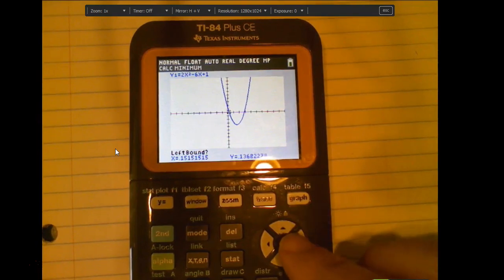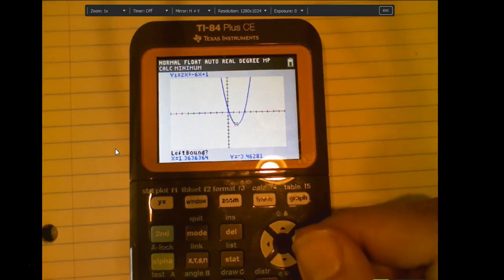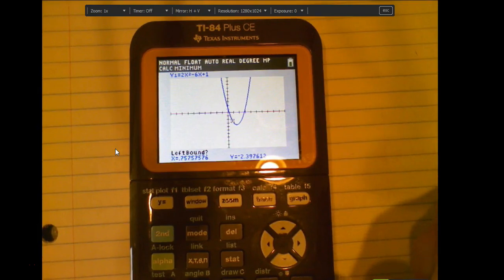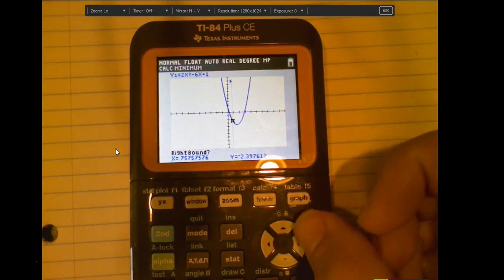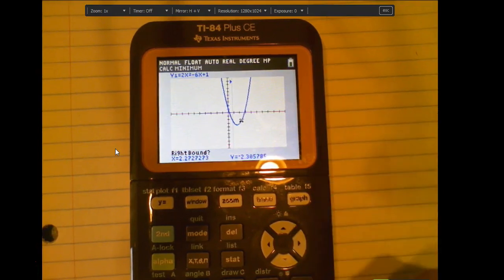They're going to ask me a couple questions. Now we know that the vertex is right about here. So they want me to establish some boundary lines. So if they say the left boundary, well, I'm going to go left a couple times. Right about there. It doesn't matter where. I just need to be left of my vertex and hit enter. And then it's going to ask me for a right boundary. So I'm going to go right a couple times. Just need to be to the right of my vertex and hit enter.